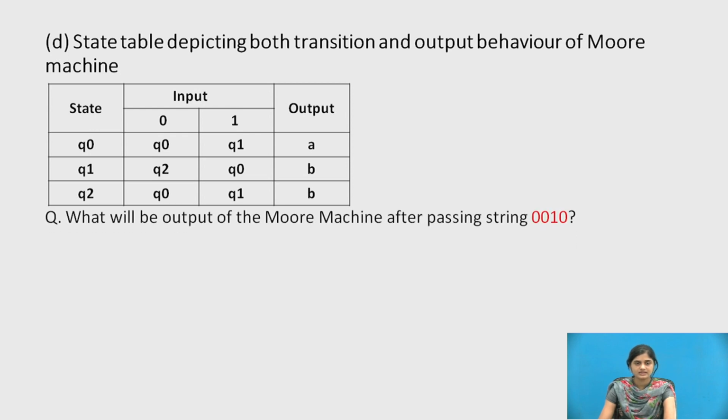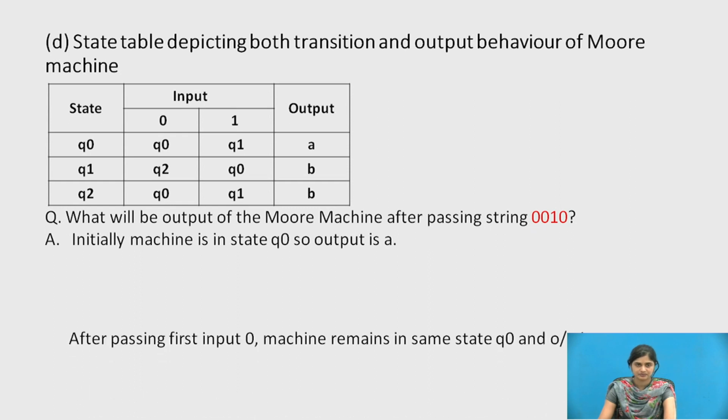Now what will be the output of the Moore machine after passing the string 0010? So the students can pause the video and think about the question for a few minutes. Now initially the machine is in Q0 state. You can see here the machine is in the Q0 state in the first state. So that is why the output there is A.